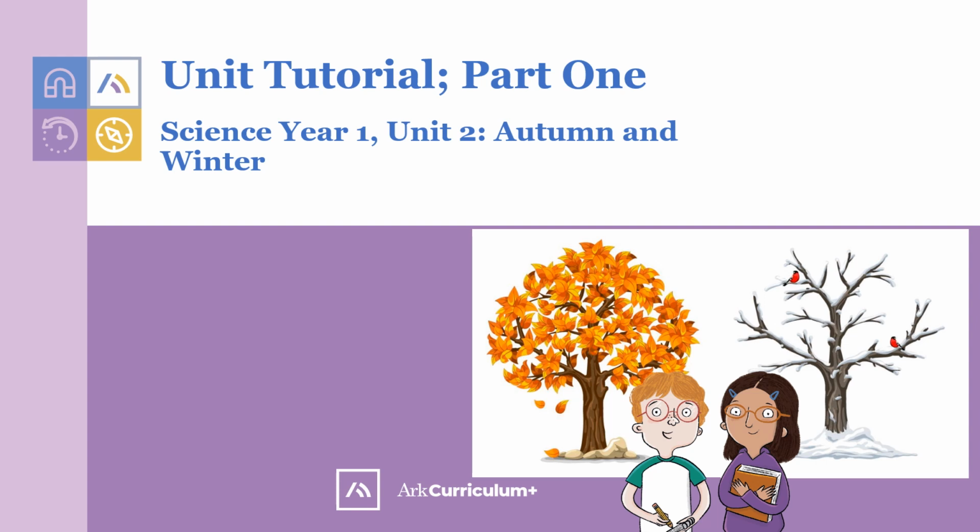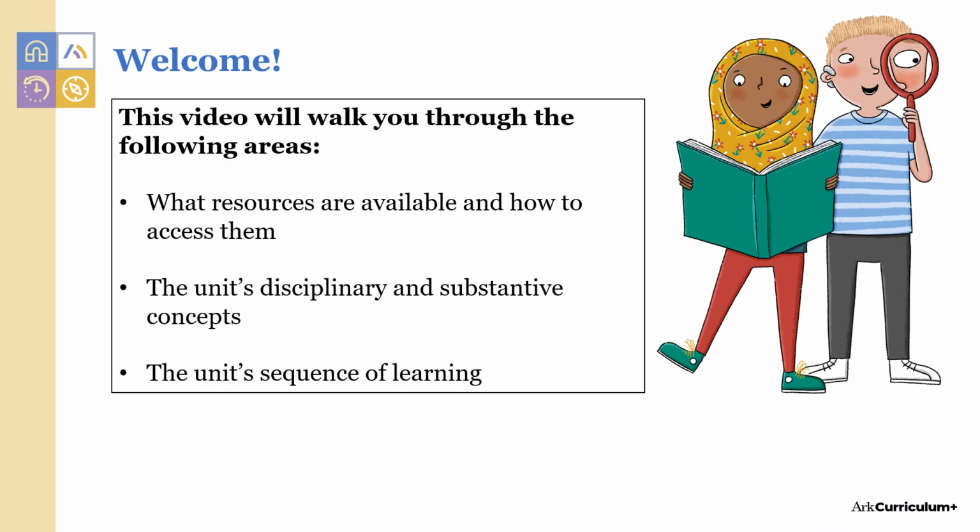Welcome to the unit tutorial part 1 for Science Year 1, Unit 2, Autumn and Winter. This unit tutorial will be in 2 parts, during which I will walk you through the unit so you come out being confident in how to access the resources, the content of the unit, and how to make any adaptations for your class. So we'll walk you through the following areas: what resources are available and how to access them, the unit's disciplinary and substantive concepts, and the unit sequence of learning.